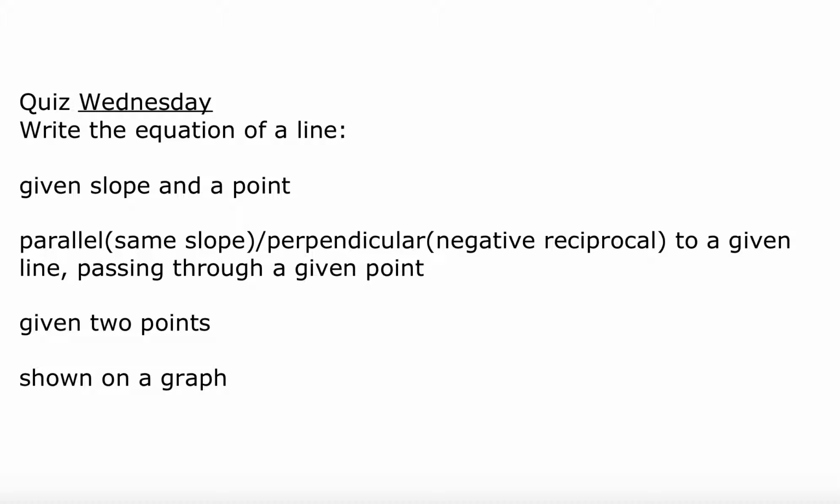Just so you know, we have a quiz on Wednesday, and on that quiz you're going to have to be able to write the equation of a line given the slope and a point, knowing that it's parallel or perpendicular. Now remember, parallel is the same slope, perpendicular is the negative reciprocal, and that's where we flip the fraction and change the sign to a given line passing through a given point. Now in both of these, the point helps you find the b value. Once you have the slope, you can always find the b value by just subbing into y equals mx plus b. Given 2 points, which is what we're going to do today, and then shown on a graph, you just look for the b value and then the slope. We've talked about that before.